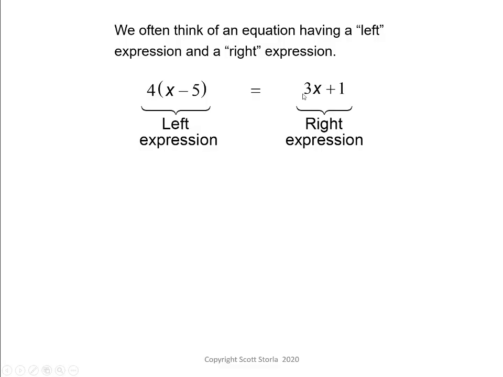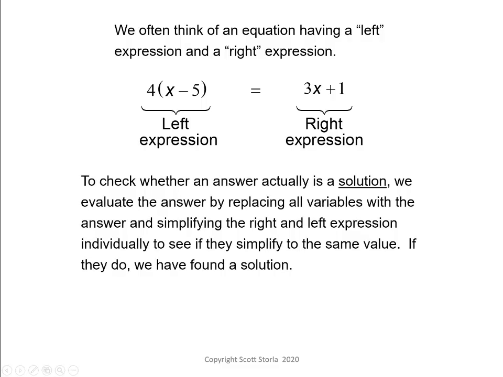Now our goal is to try to figure out a value for the variable here, for x, so that if we replace both of these with the same number, this side will simplify to the exact same value that this side will simplify to. So in Chapter 2, we're going to be going through a process to try to figure out what that number is that we should replace x with. And that's known as checking your answer to see if it's a solution.